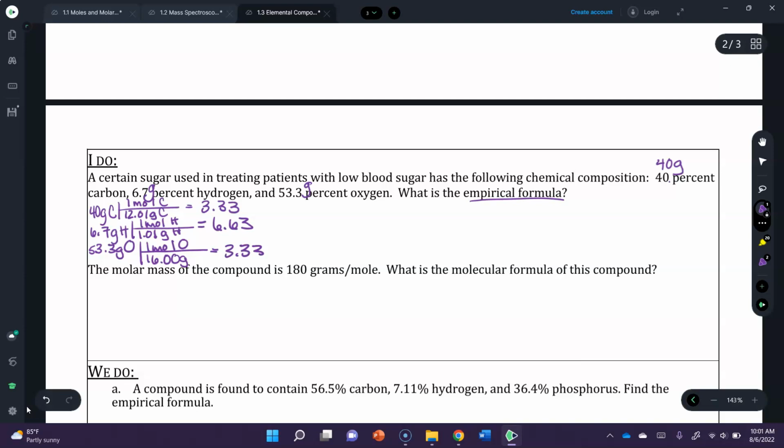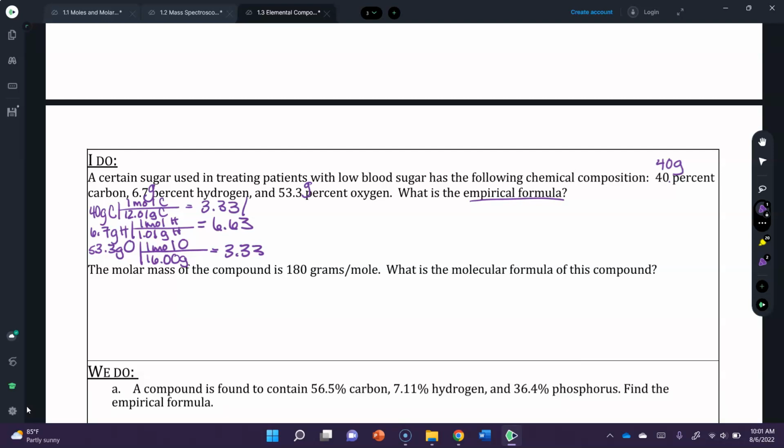So to reiterate, I take the percentages and I make them grams. I convert each one of those grams using molar masses from the periodic table into moles, and now I'm going to find the mole ratio between each one. How I do that is I'm going to divide by the smallest number out of my moles that I calculated. So my smallest number is 3.33.